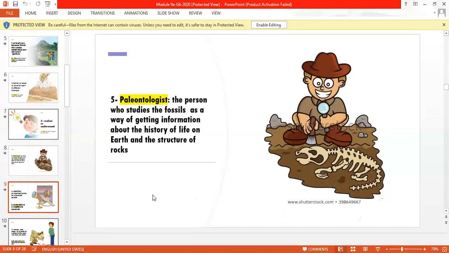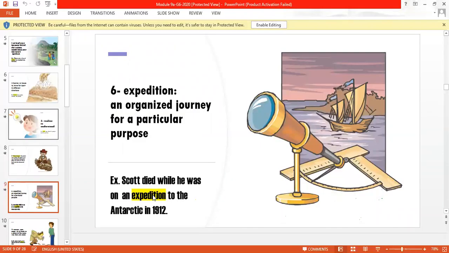It's expedition. Expedition is an organized journey for a particular purpose. It's a journey you're going on to do a specific thing. Like Scott died while he was on an expedition to the Antarctic in 1912. So he traveled for a particular purpose, to get information, or to do something, or to learn. Okay.